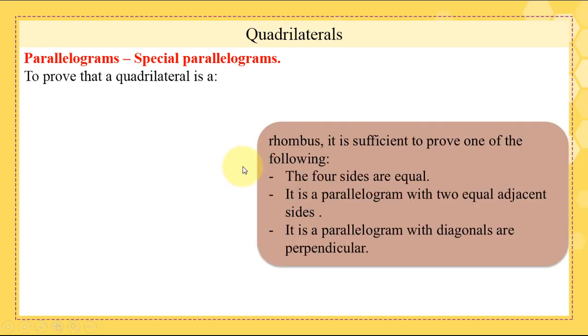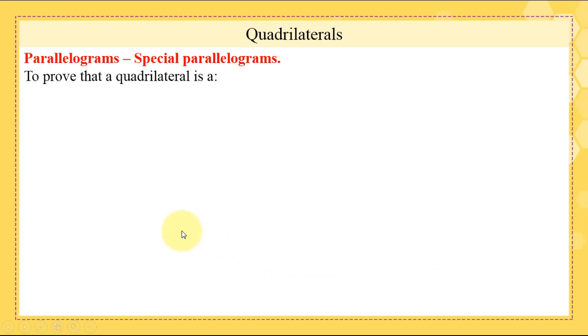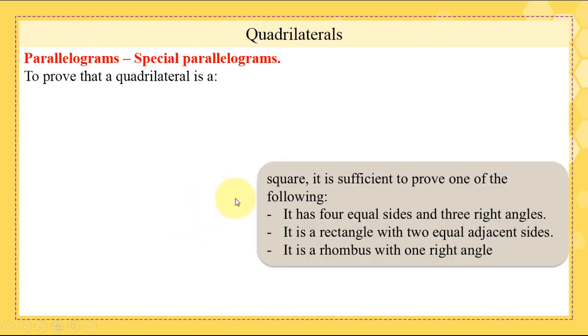Ways to show a rhombus. The four sides are equal. It is a parallelogram with two equal adjacent sides. It is a parallelogram with perpendicular diagonals. Finally, to show that a quadrilateral is a square, you can use one of these ways. It has four equal sides and three right angles. It is a rectangle with two equal adjacent or consecutive sides. It is a rhombus with one right angle.